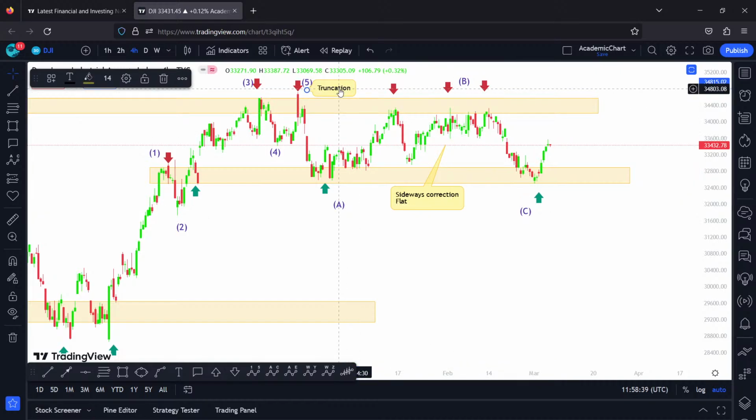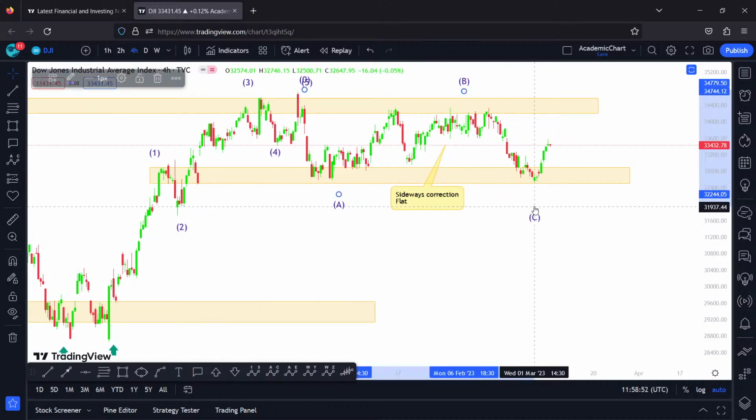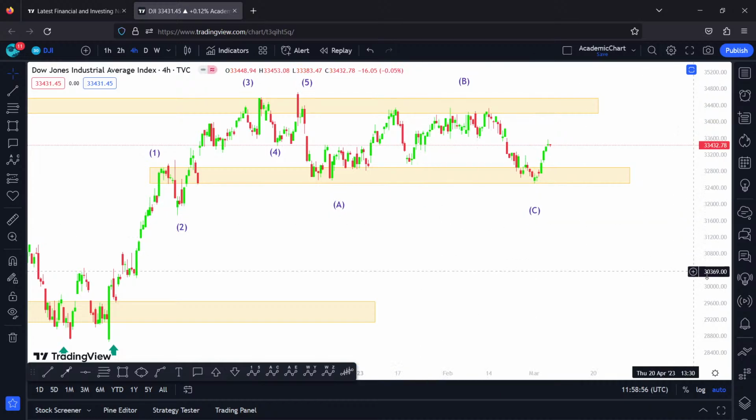Let's get rid of this truncation. Also, I would like to get rid of these arrows. They are not going to help me anymore. I know how important these zooms are. Just clean things up a little bit. I know it's a sideways flat, so get rid of these as well. Okay, now I can breathe.